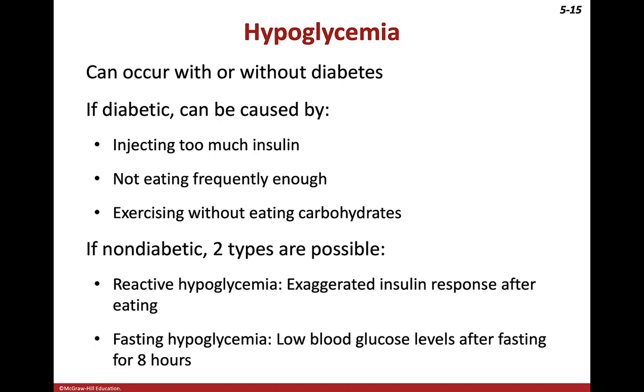Now, hypoglycemia, this is something that can occur in individuals with or without diabetes. In the diabetic, it can be caused by not getting enough or getting too much insulin. It can be caused by not eating frequently enough or exercising without eating carbohydrates. So all of this is going to result in the potential for very low levels of blood glucose. In the non-diabetic, 2 types are generally possible. There's a reactive hypoglycemia, and this could be, for some reason, an exaggerated insulin response after eating, or it's also common in individuals that fast. So you can expect low blood glucose levels after an individual is fasting for 8 hours.